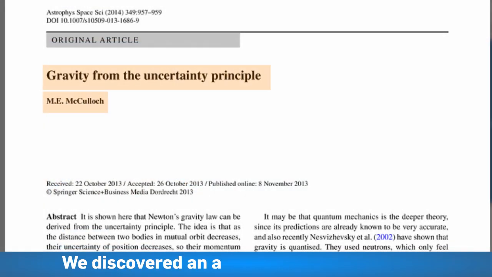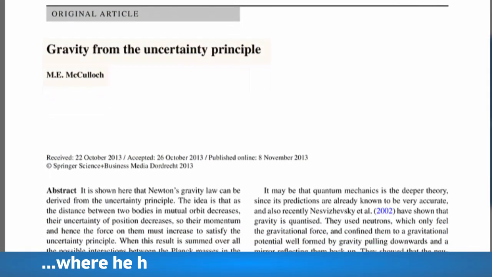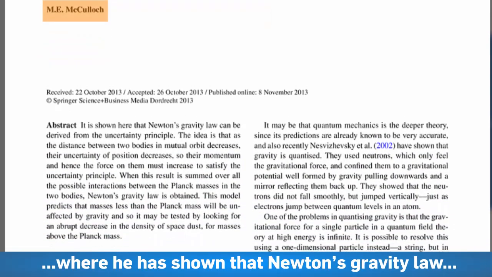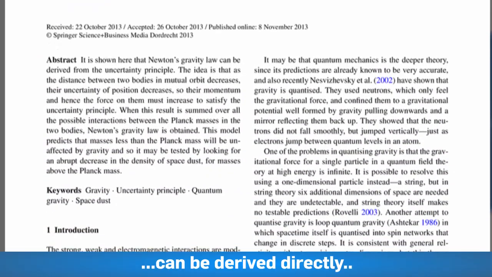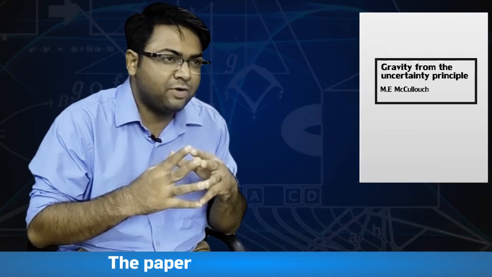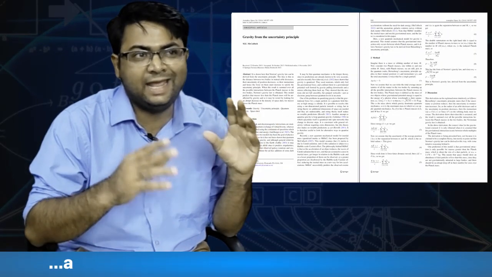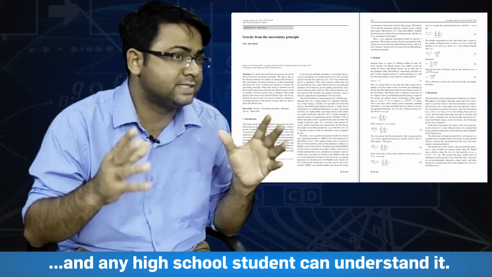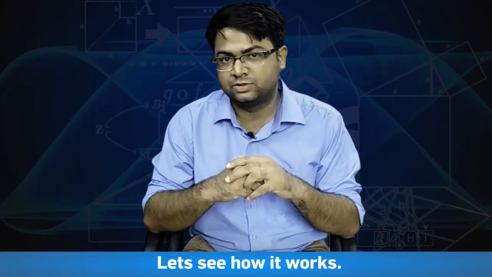We discovered an awesome scientific paper from Dr. McCulloch where he has shown that Newton's gravity law can be derived directly from Heisenberg's uncertainty principle. Now this is pretty amazing. The paper is just 2 pages long and any high school student can understand it. Let's see how it works.